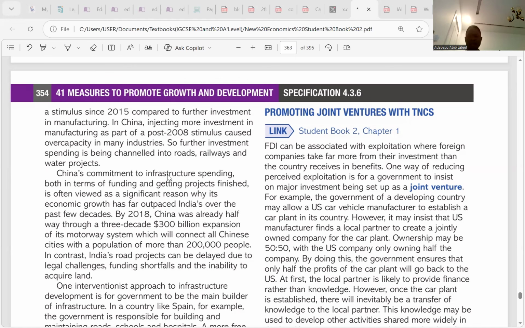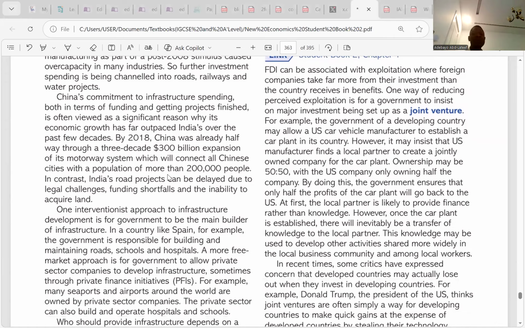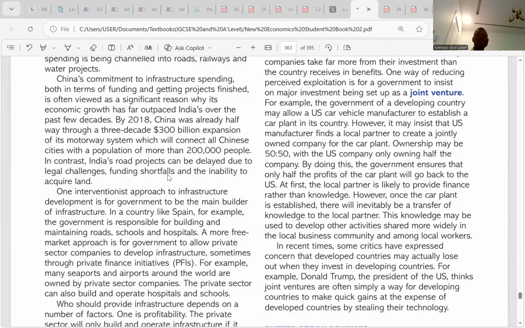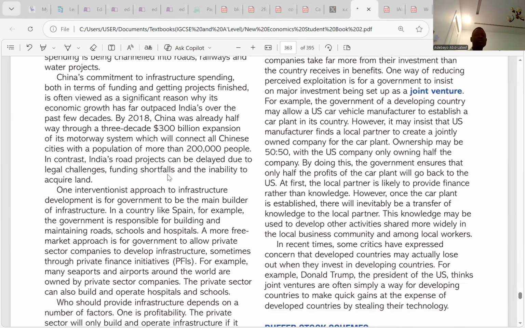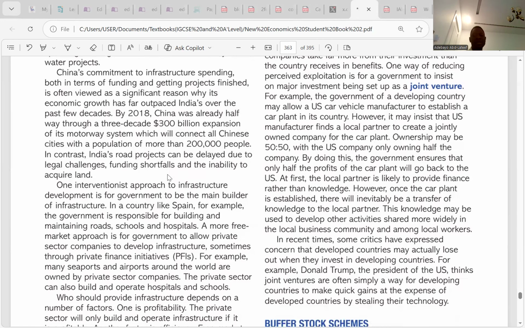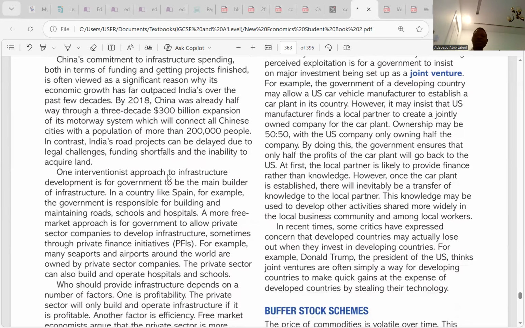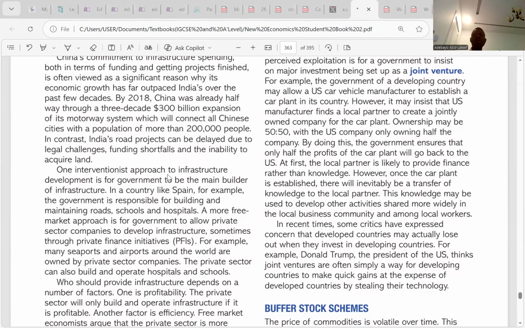For example, the government of a developing country may allow a US car vehicle manufacturer to establish a car plant in its country. However, it may insist that US manufacturers find a local partner to create a jointly owned company for the car plant. Ownership may be 50-50, with the US company owning half the company. By doing this, the government ensures that only half of the profit of the car plant will go back to the US.